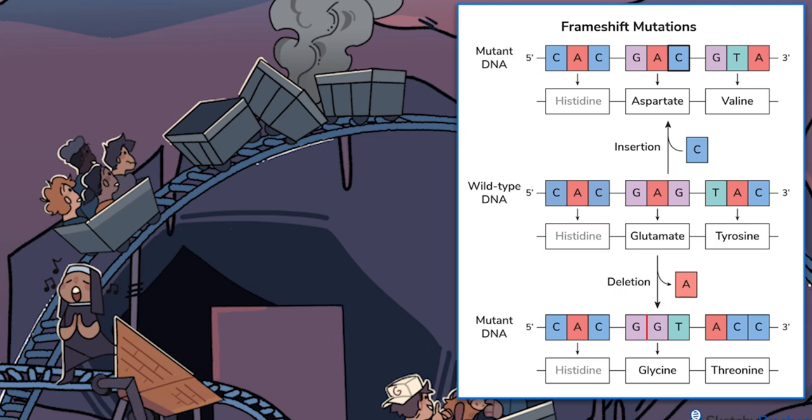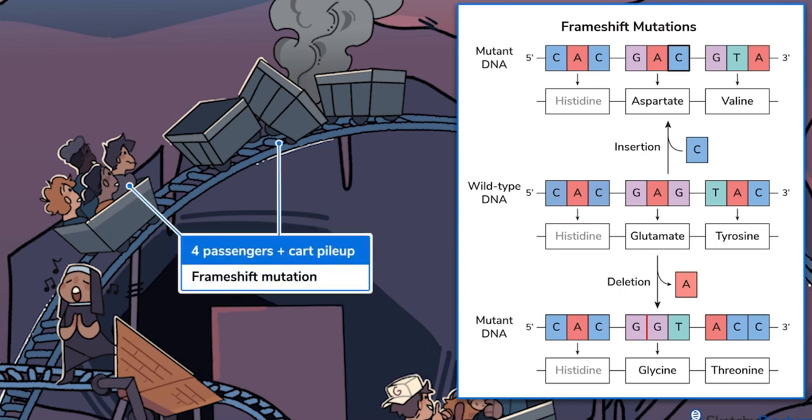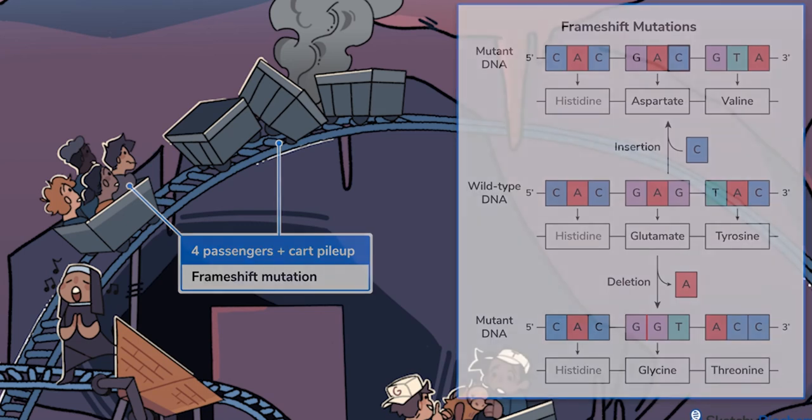Adding one nucleotide, for example, will change all the downstream codons, and possibly all the amino acids, resulting in a completely altered and usually non-functional protein. Hey, they've got 4 in that cart. They're only supposed to have 3. This is a park with rules, people. That multi-cart pileup down the track will remind you that frameshift mutations cause significant downstream errors in the resultant polypeptide.